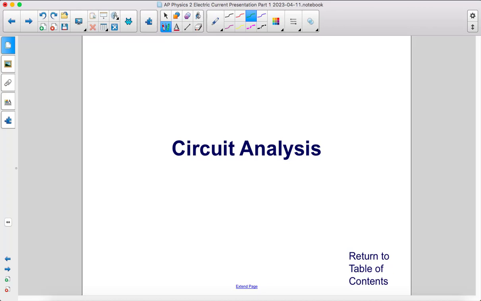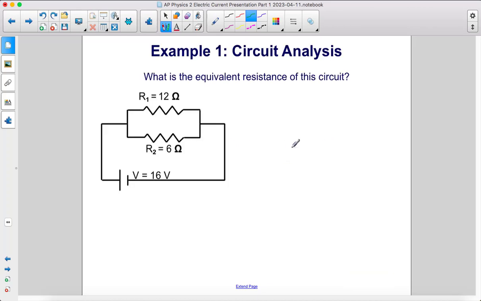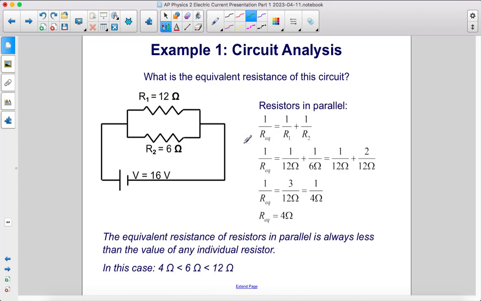Circuit analysis. What is the equivalent resistance of this circuit? Alright, so since they're in parallel, we need our parallel equation. 1/12 plus 1/6. Well, we need a common denominator, so 1/6 becomes 2/12. 1 plus 2 is 3/12. Then we're going to flip it, and it becomes 4 ohms.